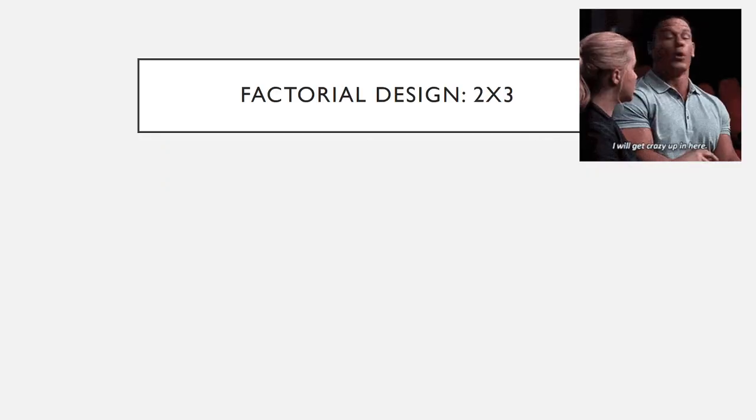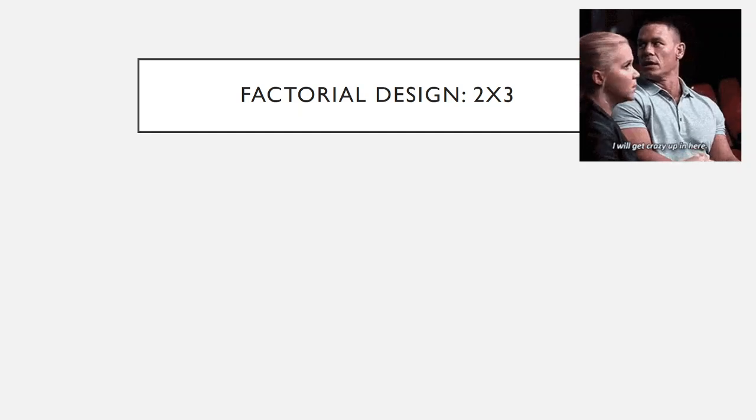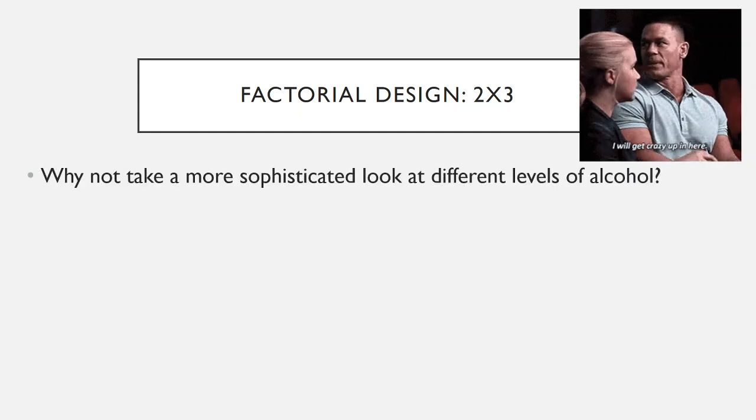Okay, so that was all a basic 2x2 design. Again, 2x2 has two independent variables, each containing two levels. But to make sure you understand how factorial notation works, I want to show you some slightly more complex designs, and walk you through what they might look like. So let's take our 2x2 and turn it into a 2x3, because I don't know about you, but I'm ready to party. Why not try and take a slightly more nuanced or sophisticated look at different levels of alcohol?